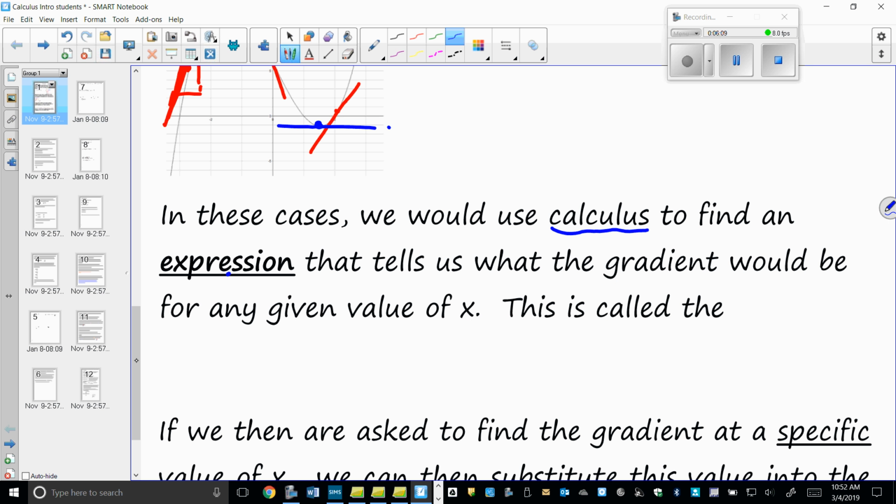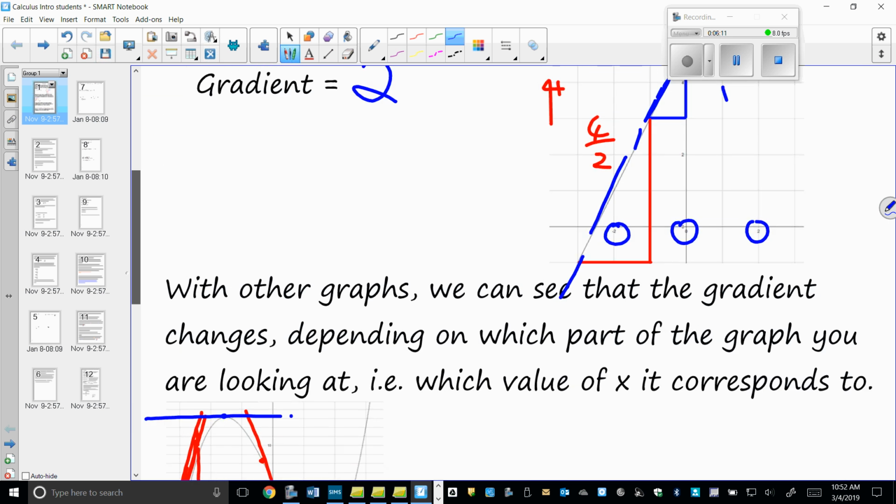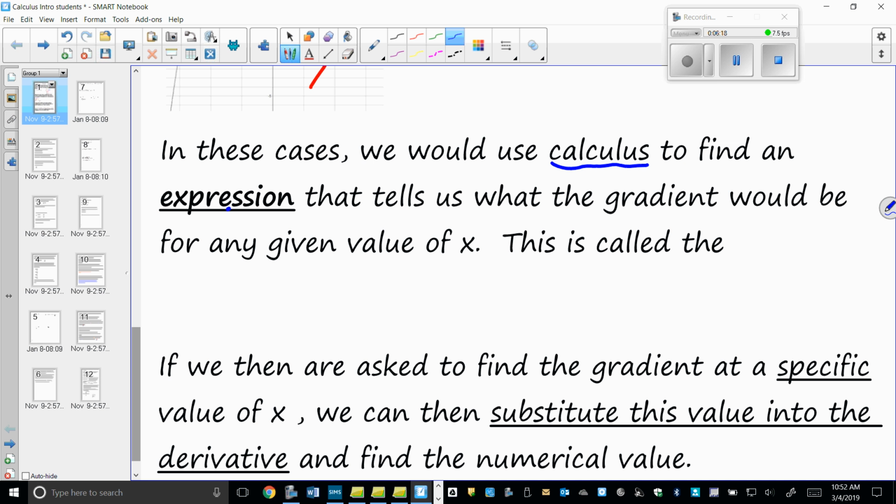The difference is that here, for a straight line, we just get a number straight away. It's the same the whole time. Here, we're going to get an expression. Okay? So this expression is going to still have an x in it, and that's why it changes depending on the value of x. So the expression is called the derivative. So what we do is we differentiate and we end up with a derivative.